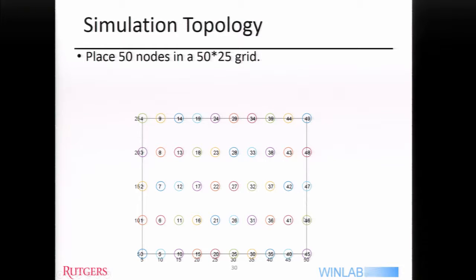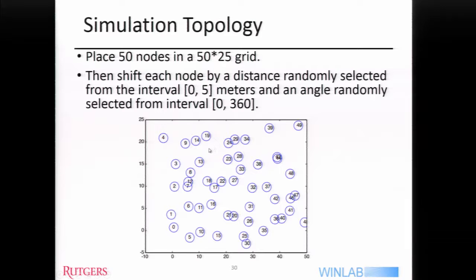And this is the simulation topology, and we use this simulation topology through all our works. We first place 15 nodes on a 50 by 25 grid, and then we randomly shift each node by a distance from a random interval from 0 to 5 meters, and also a direction from 0 to 360 degrees. So this will generate a random topology.